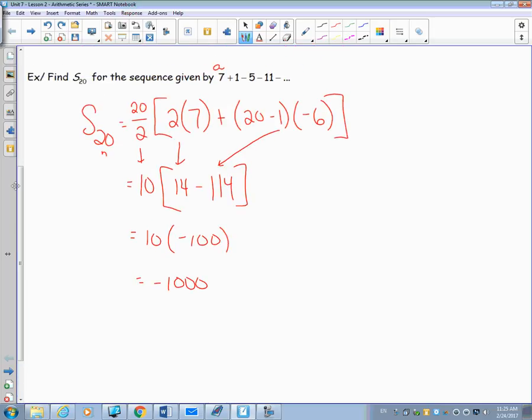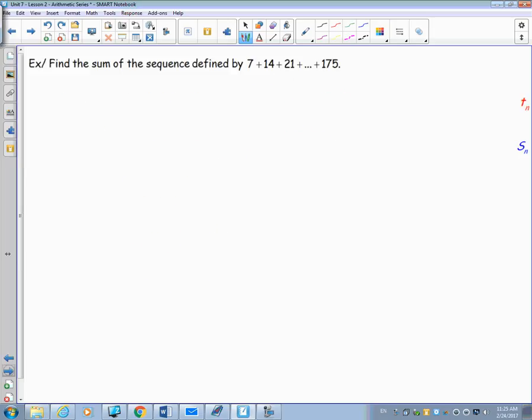So if we were to type in our calculator 7 plus 1 minus 5 minus 11 minus 17 minus 23 and so on, for the first 20 terms, it would come up to negative 1,000. This just does it a whole lot faster for us. Let's try another one.